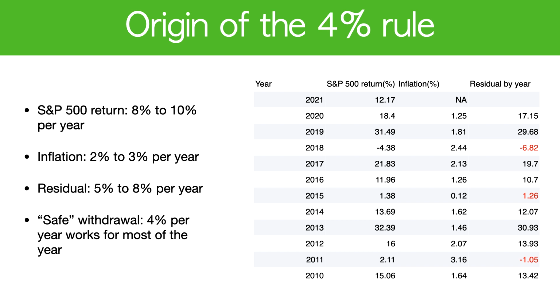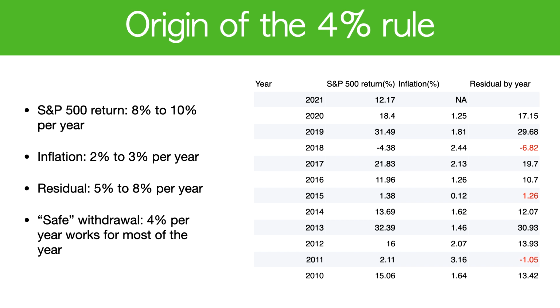So in this case, here you will see the S&P 500 in the first column. For example, in 2020, it was 18.4%, which is phenomenal. The average return for the S&P 500 is around 8% to 10%. So you can see in 19 and 20, the S&P has been performing a lot better. So if you take that and subtract the inflation amount, then you'll get the third column, which is the residual by year. Now in 2020, it is 17%. That is the residual net of inflation. And in 2019, it's 29%.